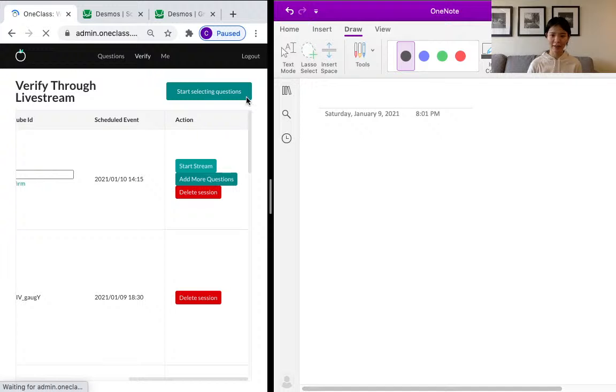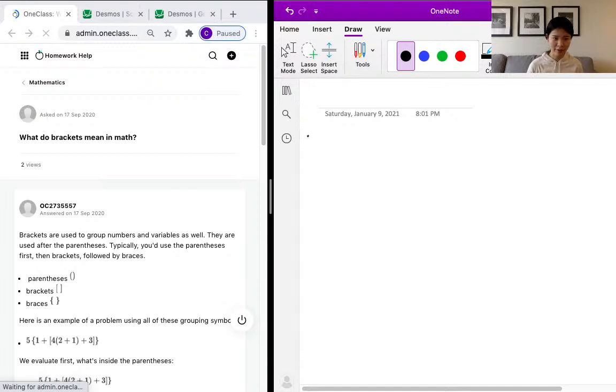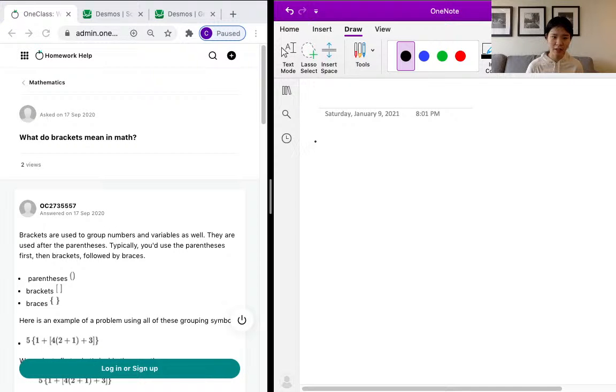Alright, let's see what our first question is. Our first question today is asking us, what do brackets mean in math? So for our first question, we're talking about brackets. Off the top of my head, there are two main ways that brackets are used.